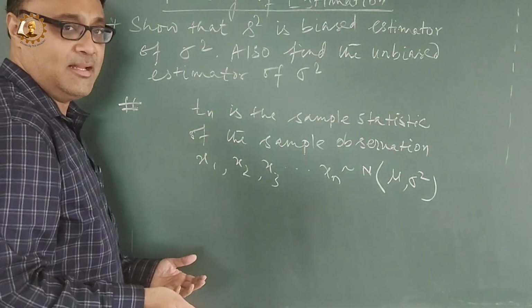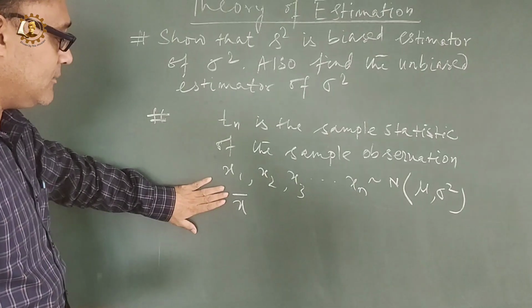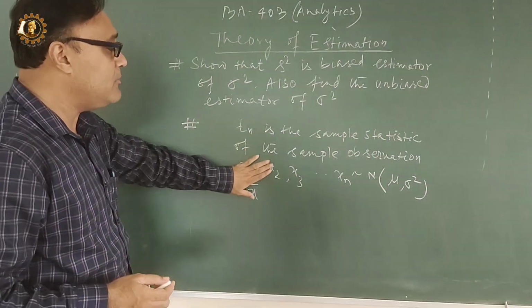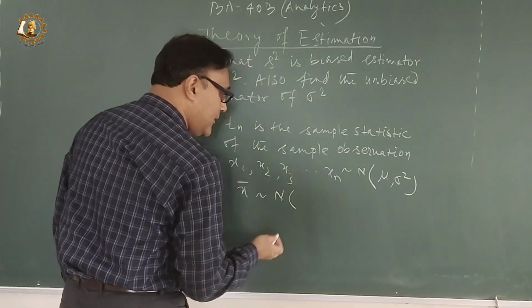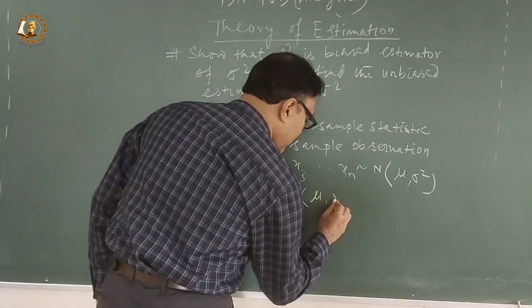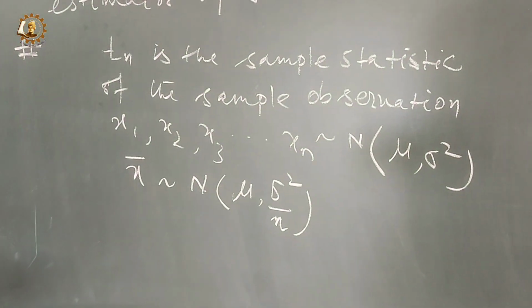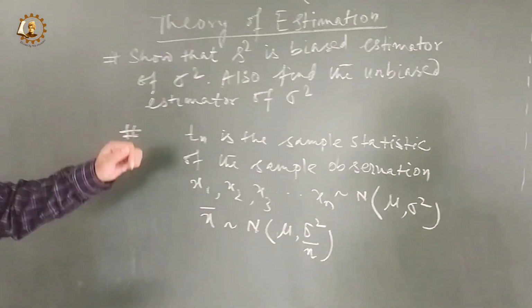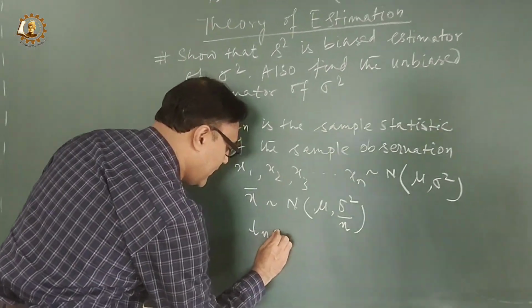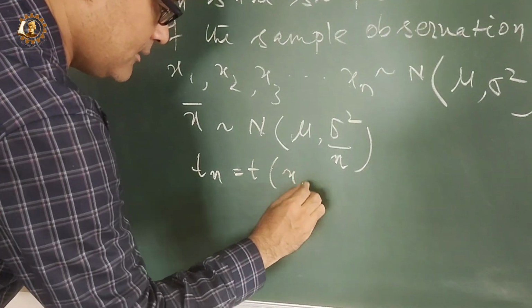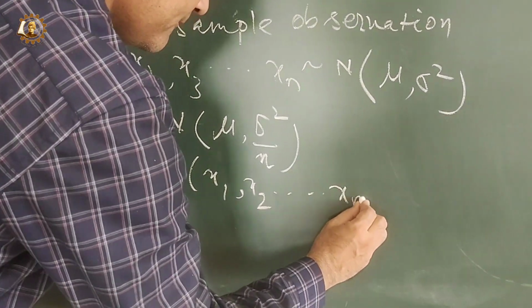Then it is very clear and evident that x bar, what is x bar? X bar is the mean of the sample observations. It will follow a normal distribution with mean mu but variance sigma square by n. That we will see once again. What is this Tn? Tn is the parametric function of the sample observations.